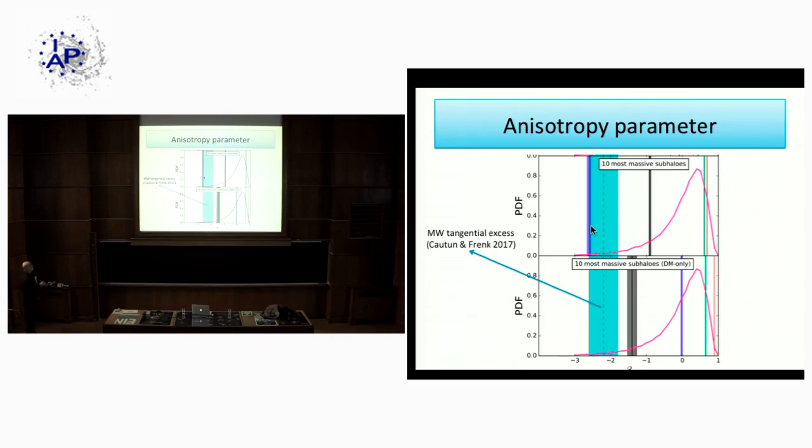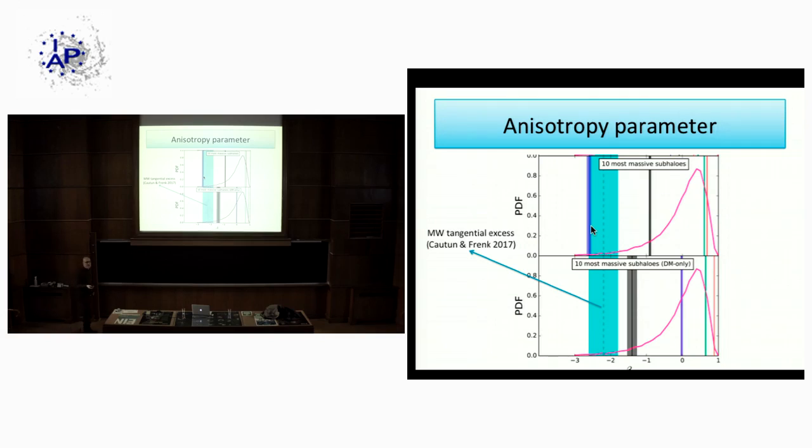So a couple of years ago, Marius Schouten and Carlos Frank used proper motion measurements for 10 of the classical satellites of the Milky Way to infer their velocity anisotropy parameter. And they came up with this confidence region here, this shaded cyan region.